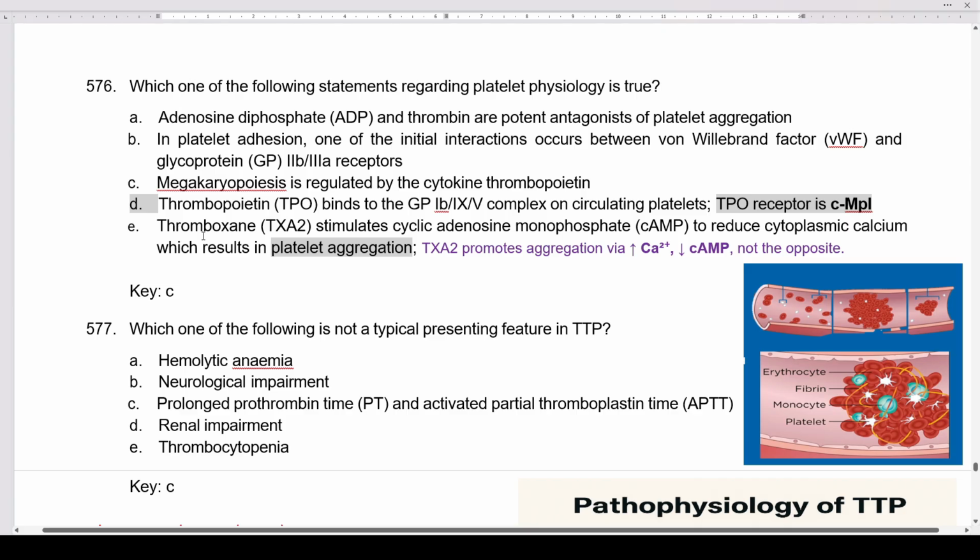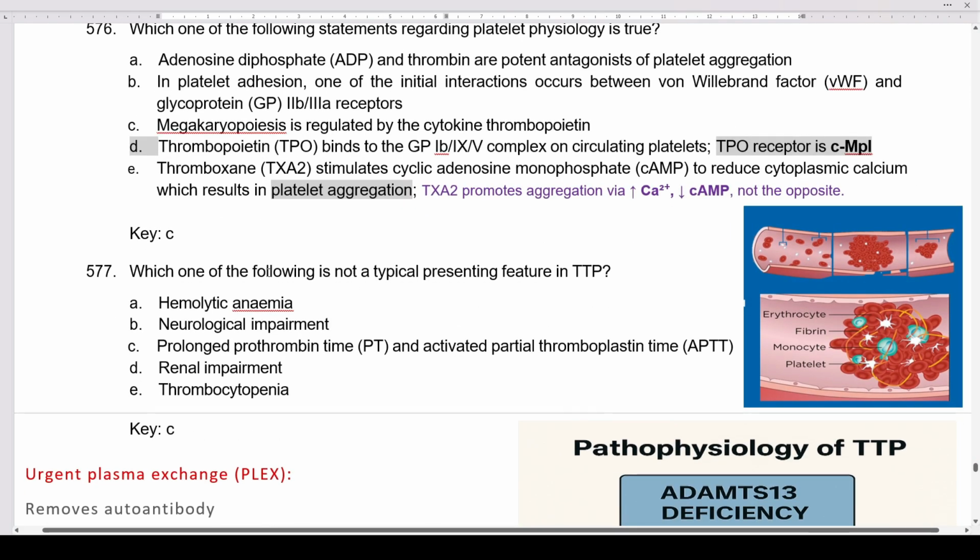Okay, next is thromboxane A2 stimulates cyclic AMP to reduce cytoplasmic calcium, which results in platelet aggregation. So it is completely the opposite. What does thromboxane A2 do? It promotes the aggregation by increasing the calcium, okay, and decreasing cyclic AMP. So option C is correct here.